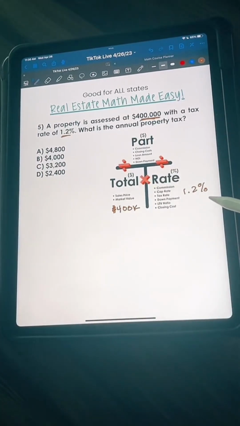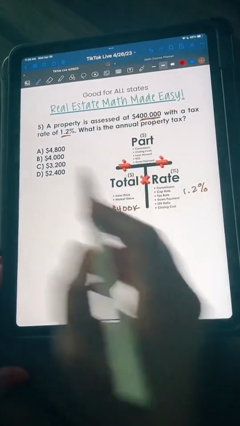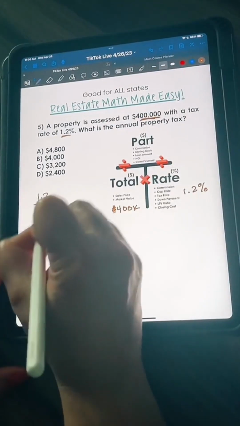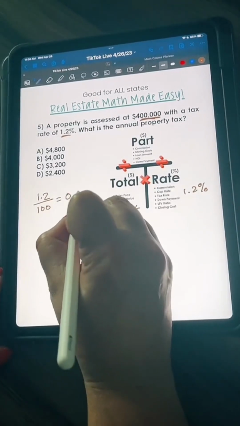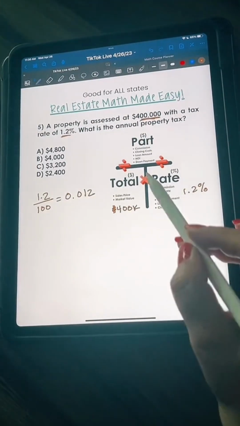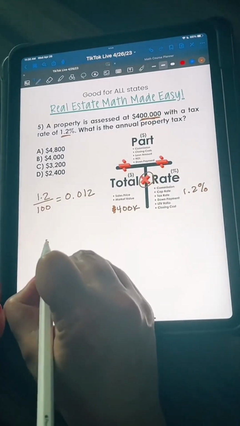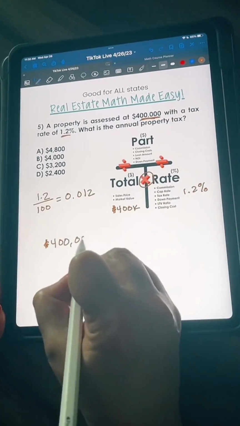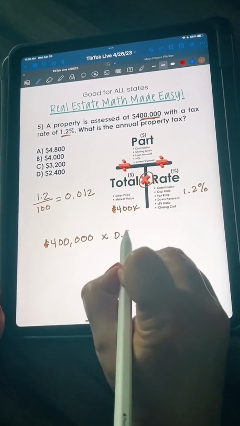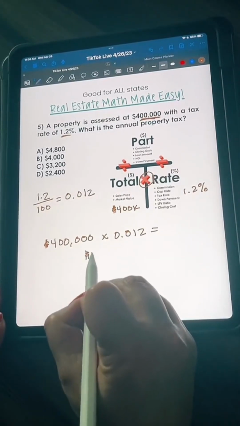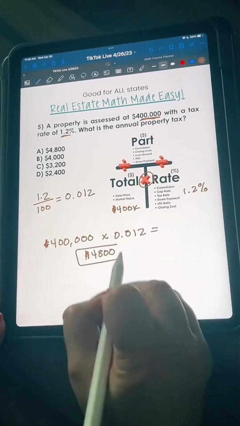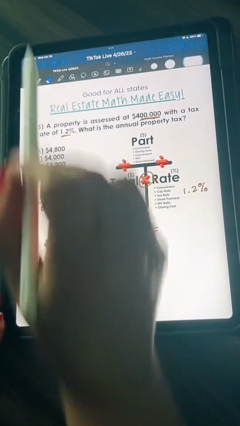Step 2, change your percent to a decimal. All right, so then we have to change this percent to a decimal. So we're going to divide it by 100. It's going to equal 0.012. And now we just multiply them. Okay, so 400,000 times 0.012. Put it in your calculator. And you get 4,800. And that's your answer, A.